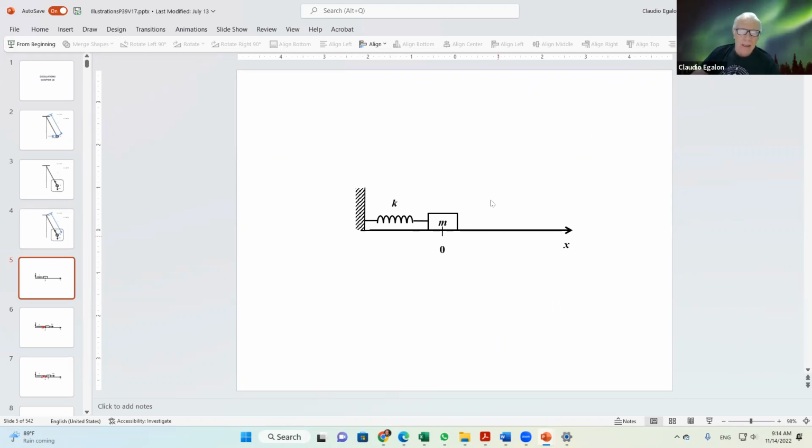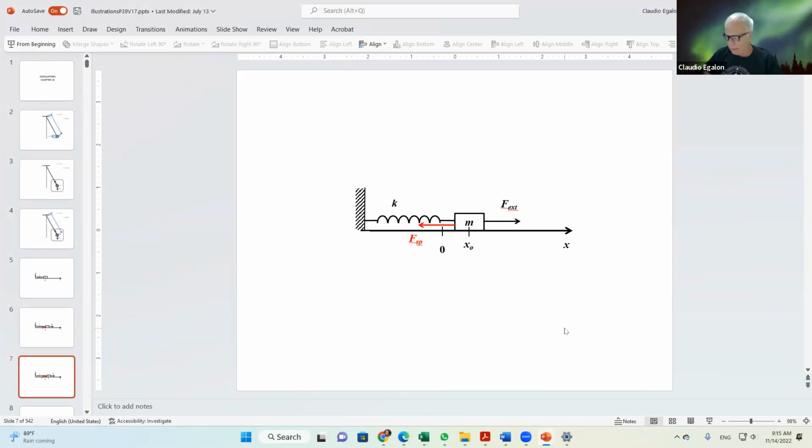Here is the best example of simple harmonic motion. You have a mass attached to a spring, and when you take this mass off the equilibrium position, at this point here, it's in equilibrium position. The force that the spring applies to the mass is zero. But if you take the mass out of the equilibrium position, the spring starts applying a force to the mass. Okay? You move it further and further away from the equilibrium position, and the force increases.